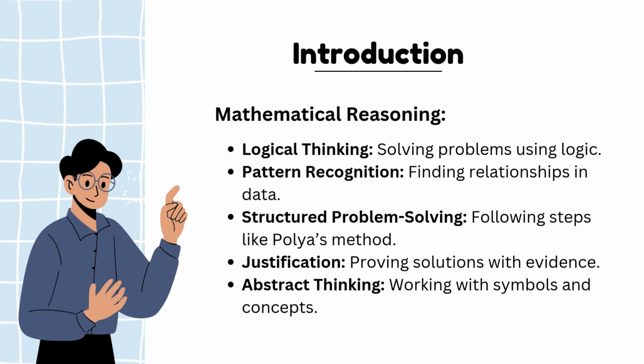We justify it with evidence to make sure it is correct. Finally, mathematical reasoning helps us to think in abstract ways, working with symbols and concepts rather than just numbers. In short, it's about using logical patterns and structured thinking to solve mathematical problems effectively.